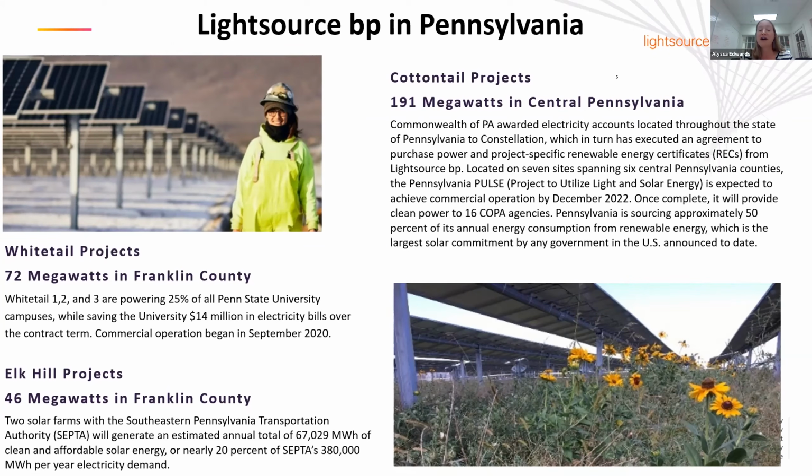And then the next bucket of projects that we have, we call them the Cottontails, and they are 8 projects across central PA. And these are really, really interesting because these are part of Governor Wolf's PULSE program. PULSE stands for Project to Utilize Light and Solar Energy. And these are 191 megawatts, and we expect these will be operational by December 2020. And when they're complete, it will provide clean power to 16 Commonwealth of Pennsylvania agencies.